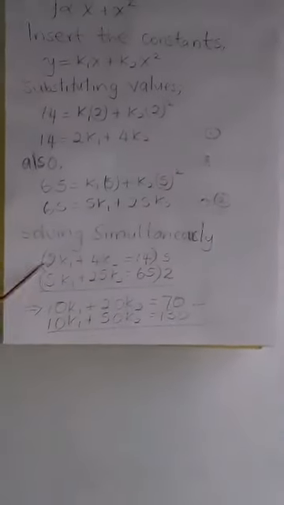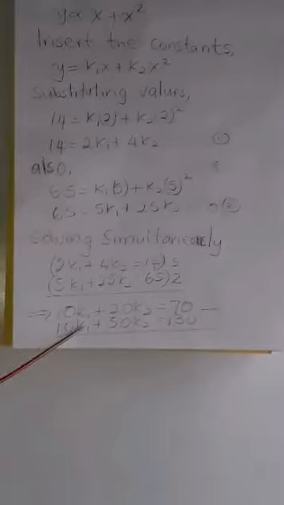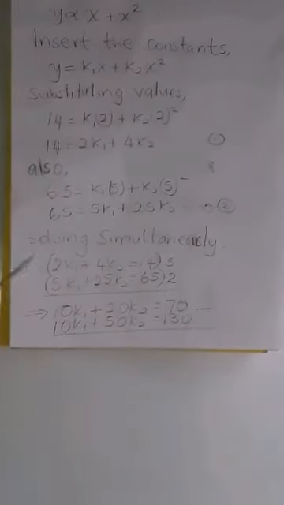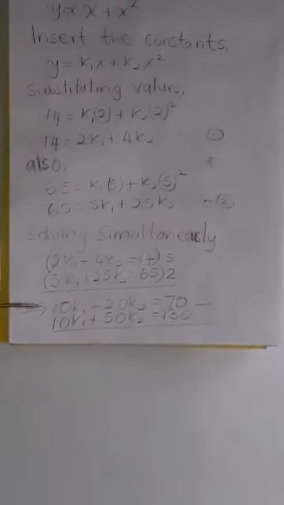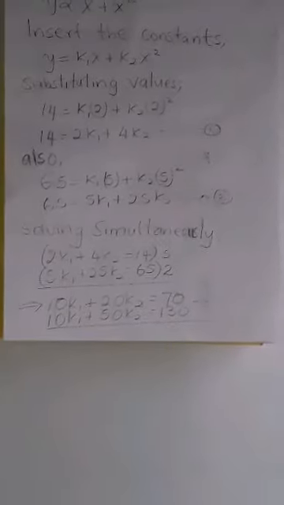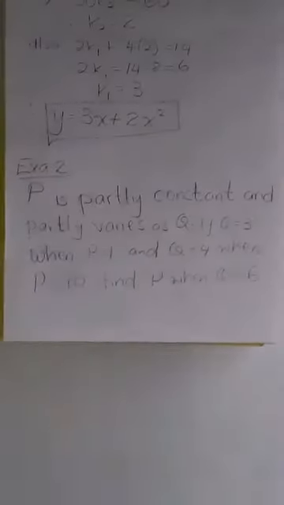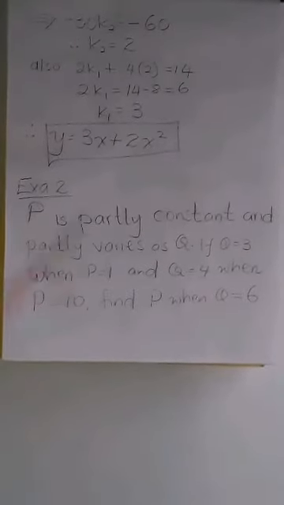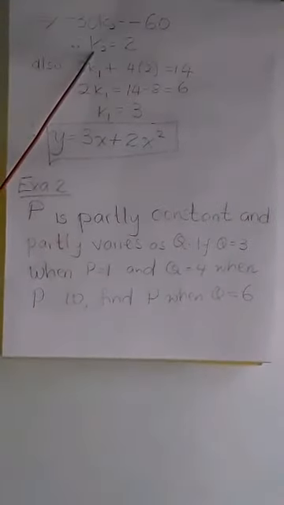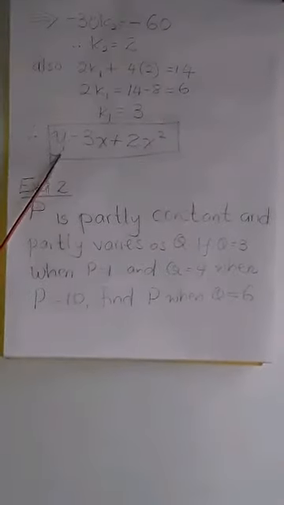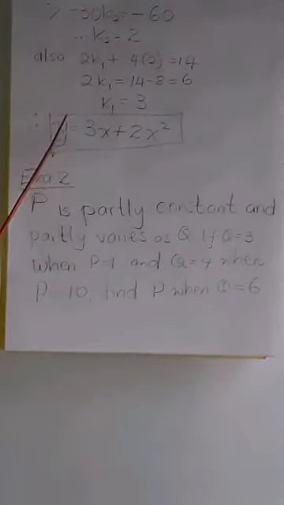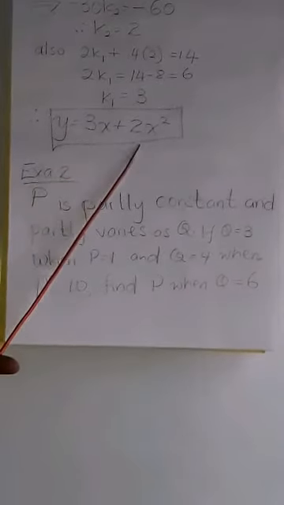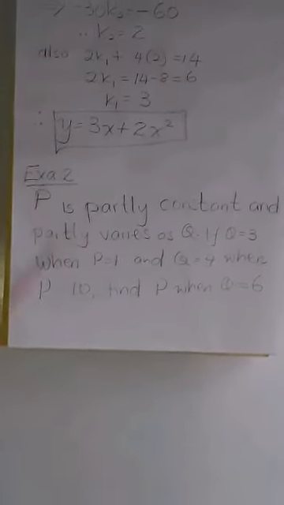Then from there, we want to make the coefficients of k1 the same by multiplying the upper part by 5 and multiplying the lower part by 2. Then use the method of solving simultaneous equations. You find that k2 is 2 and k1 is 3, and therefore the relationship between y and x is y equals 3x plus 2x squared.